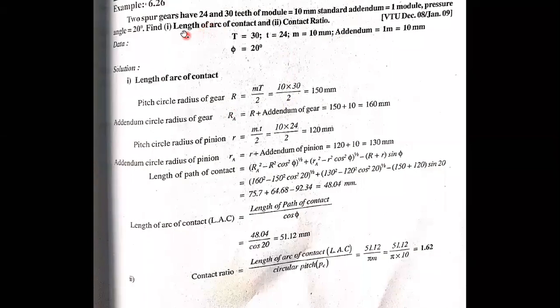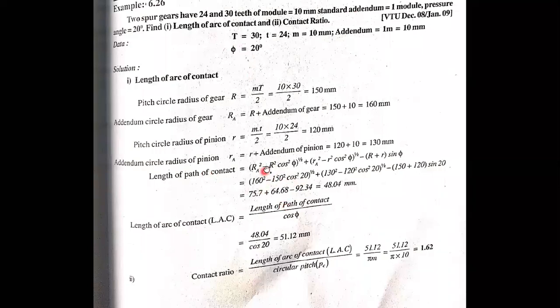Same type problem. Two spur gears with teeth 24 and 30 are given, the module is a standard 10 mm, the standard addendum is 1 module, and the pressure angle is 20 degrees. We need to find the length of arc of contact and the contact ratio. Length of arc of contact is length of path of contact divided by cos phi.